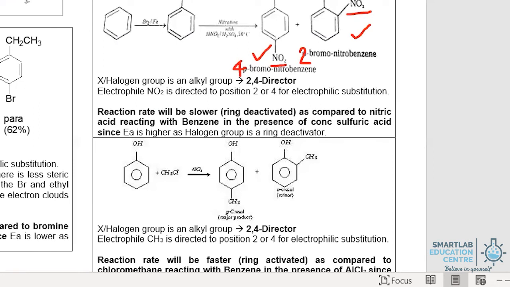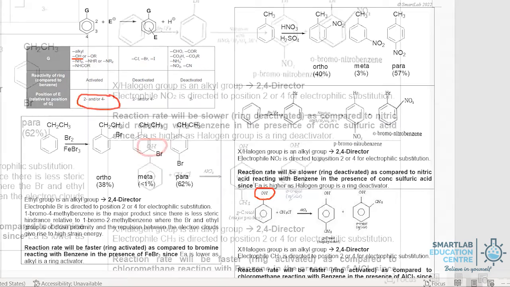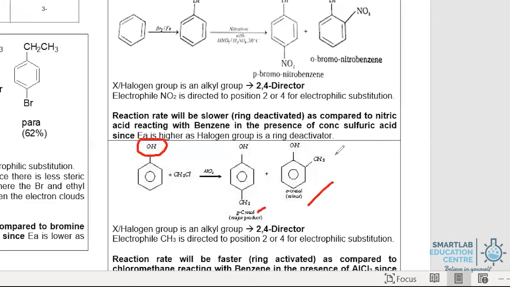And the final example to look at is phenol. So let's take a look at what happens if the existing side chain becomes an OH. So OH is here, and it is also a 2,4 director. As you can see down here, the incoming group goes to position 2 and 4.